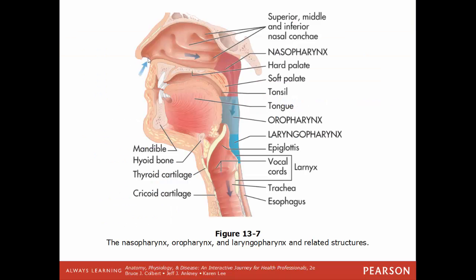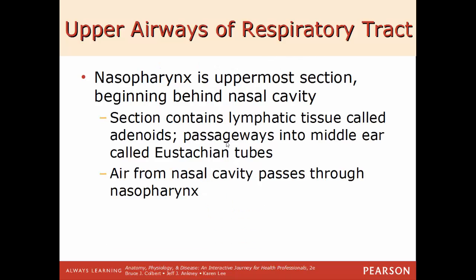Okay, here's the nose here. So the nasopharynx is right behind the nasal cavity. Oropharynx is behind the mouth. That's the tongue kind of pulled up at an angle. And laryngopharynx is by the larynx. Now, the nasopharynx is the uppermost section, beginning behind the nasal cavity. This section contains a lymphatic tissue called adenoids, and also the passageways into the middle ear called the eustachian tubes. The air from the nasal cavity will pass through the nasopharynx.